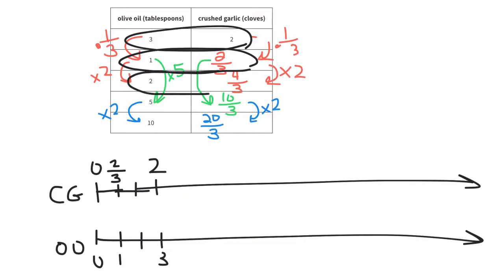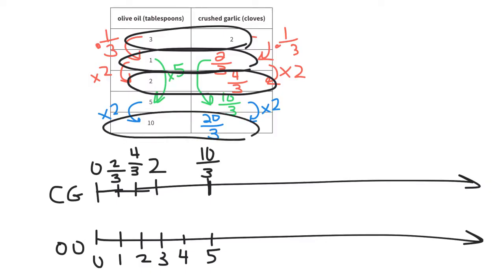Then if I want 2 olive oils, that's right here, that means that's going to be 4/3 crushed garlic. And then if I want 5 olive oils, where's 5 olive oils? Well, there's 4, there's 5. So 5 olive oils straight above is 10/3. And then lastly, this last one, 10. So 6, 7, 8, 9, 10. Here's my 10. And I know that that's going to be 20/3.